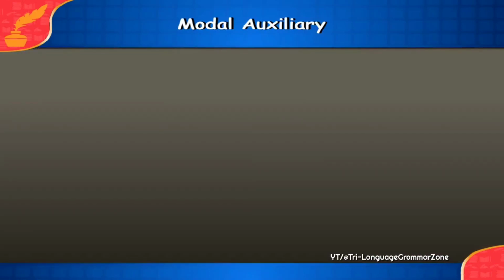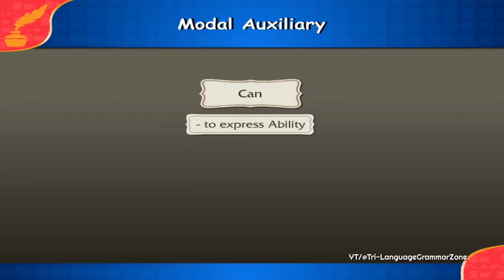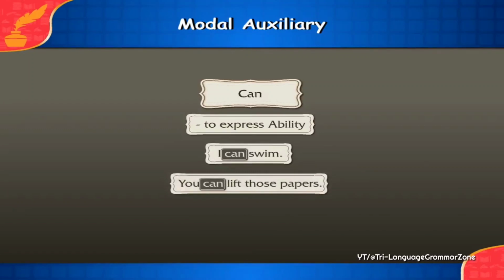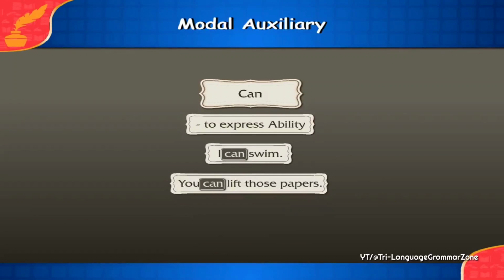The first one is can. This helping verb can be used for three basic functions. Can is used to express ability. For example, I can swim. You can lift those papers. Both these sentences indicate ability.